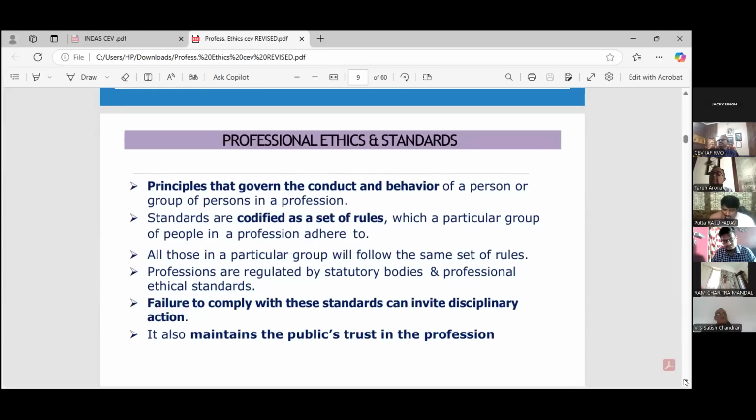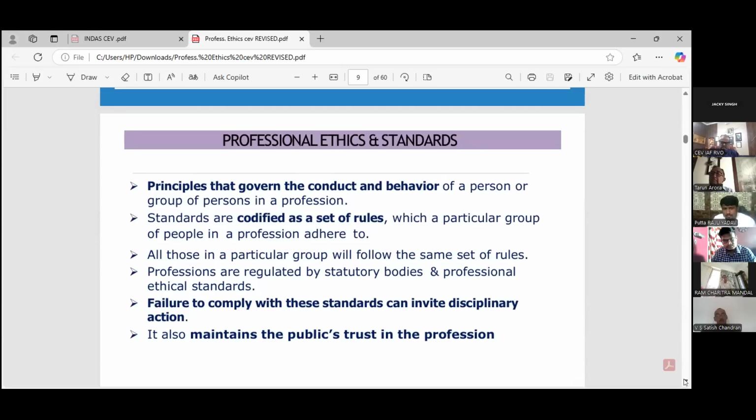You have to follow them, and there is no discrimination. There is no case where some valuers follow different rules. All the valuers have to follow the set of rules framed by the IBBI. All those in a particular group will follow the same set of rules.